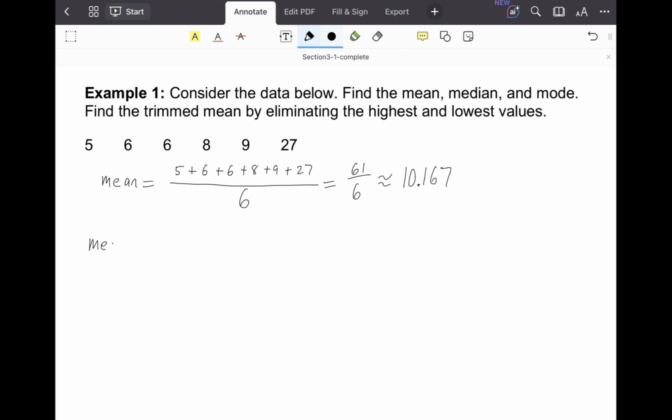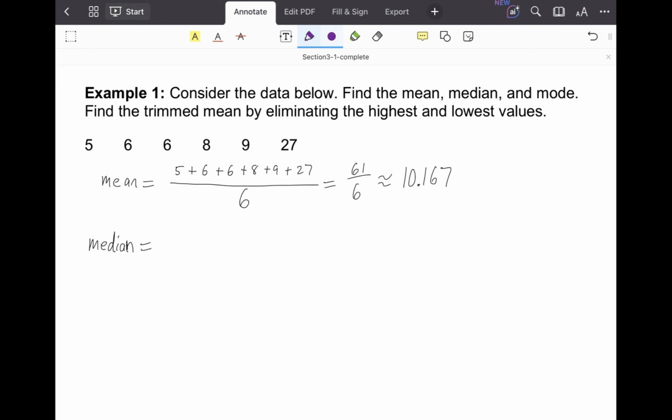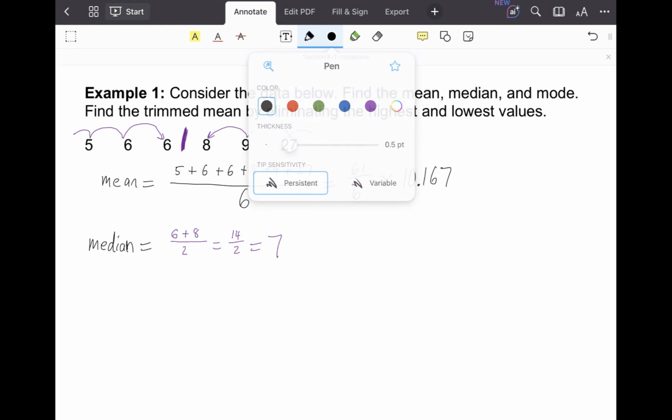The second one is the median, and for this one, there are 6 different data points, so we have to divide that by 2. It gives us 3. So going 1, 2, 3, 1, 2, 3. Right here, right in the middle, it's got to be right in between 6 and 8, which is 7. If you wanted to use the formula itself, you can add those two together and divide by 2. It's 14 over 2, which gives us a median of 7.